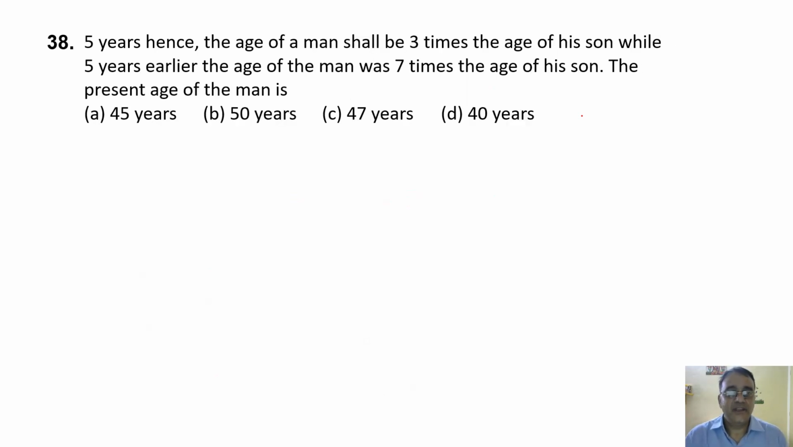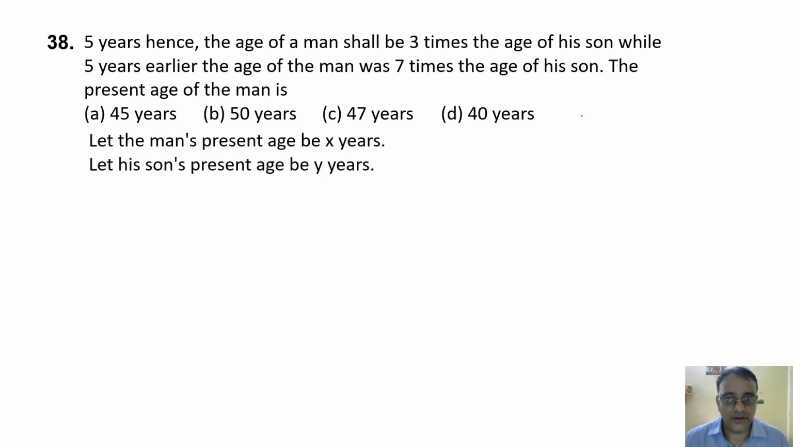दो क्वेश्चन और है. 5 years hence the age of a man shall be 3 times the age of his son, while 5 years earlier the age of the man was 7 times the age of his son. The present age of the man is dash. So let the man's present age be x and son ka y. Okay. So now 5 years later, hence मतलब later होता है. So the age of man is 3 times the age of son. मतलब x plus 5 is equals to 3 times y plus 5. This is clear?